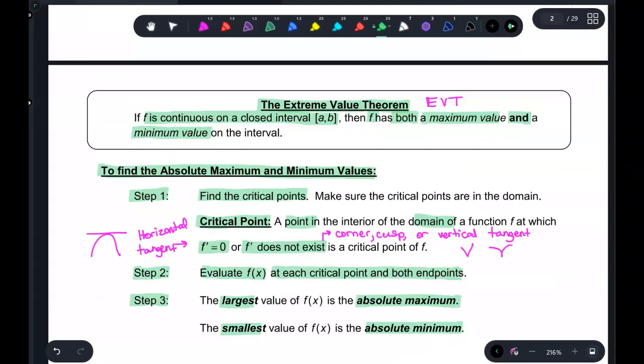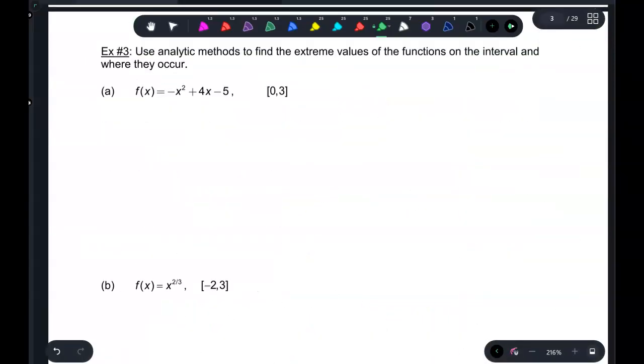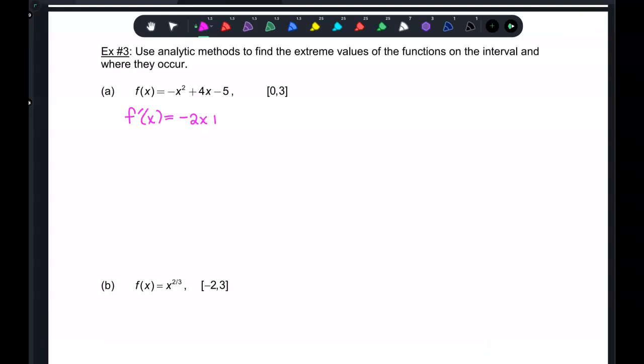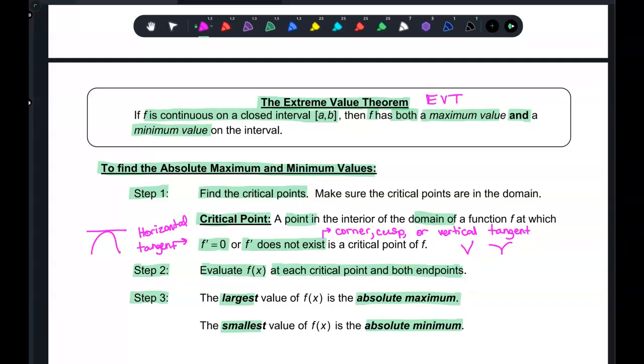So step one, we have to find the critical points, so I'm going to take the derivative. Step one, we're going to do f prime. That's going to be negative 2x plus 4. Much easier than the ones you just did on your test. Now, I want to see where this is equal to 0 or where it's undefined. It's not undefined anywhere, so we're just going to set this equal to 0. All of step one is find the critical points.